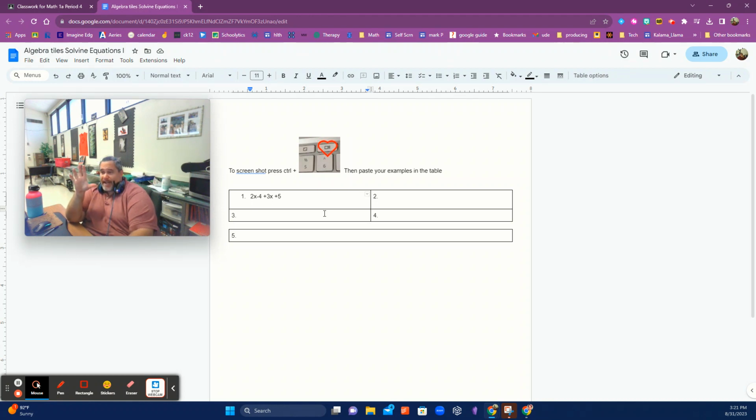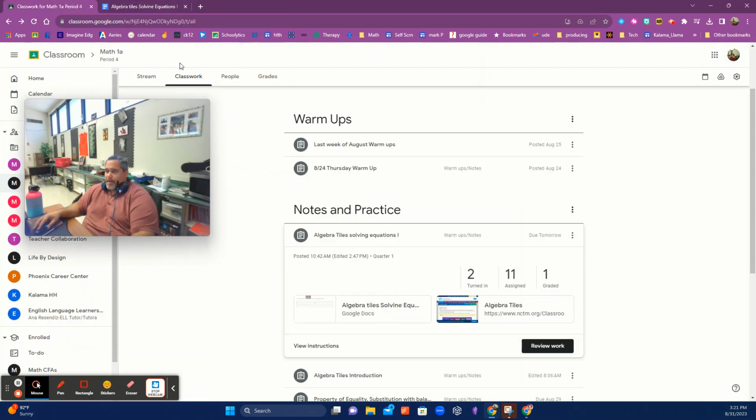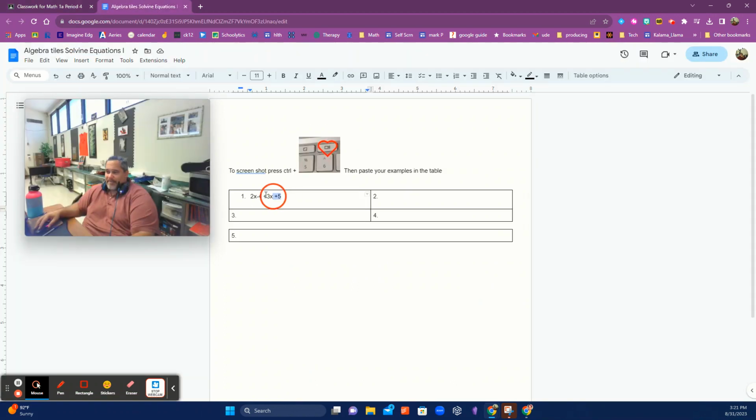If you're just screen capturing, you're not doing anything on your table. Instead, you're using the algebra tiles model. If you're using the algebra tiles model, this one right here, this link here, then you won't need to type this in. You'll just paste it in. All right, just screenshot when you're done, and that's it. And that's how you pass this assignment. And if you have any questions, let me know.